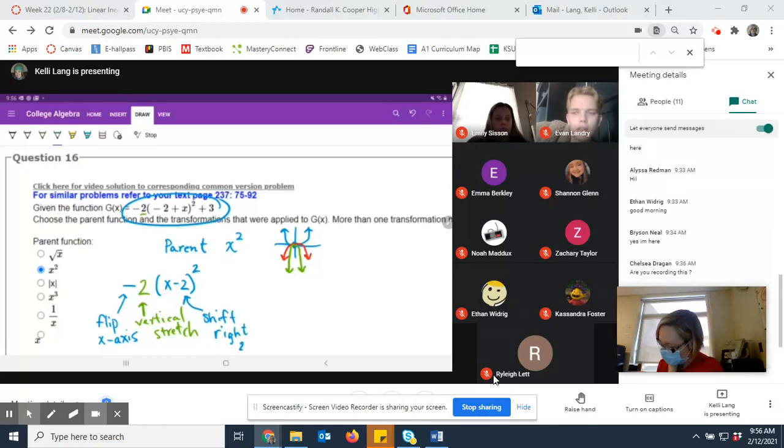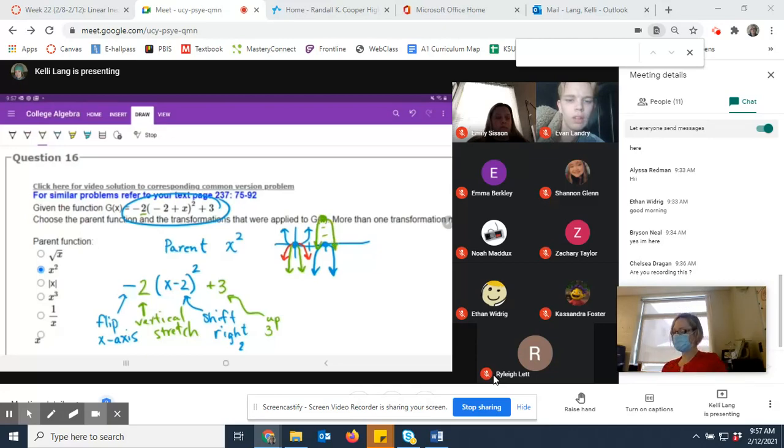So then instead of being at the origin here, it's going to go right 2 units, and it goes down like this. It's supposed to be equally stretched as the other one. I drew it slightly different. And then finally, the plus 3 at the end is going to shift up 3 units. So 1, 2, 3, it would start right here, and it would be very skinny and facing down.